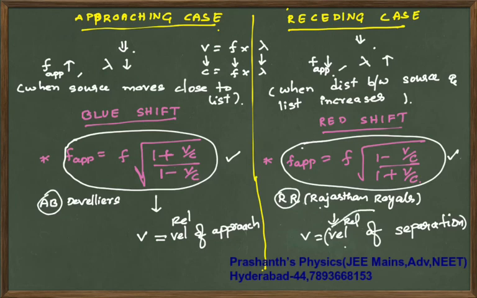It is relative velocity. Here also it is relative velocity. Focus on this. And c is the speed of light. f is the original frequency, and this is your apparent frequency.